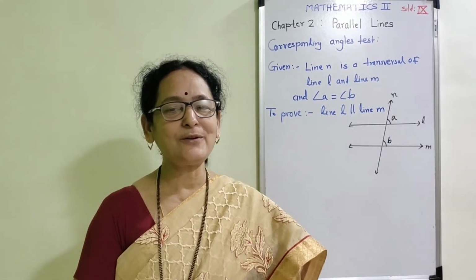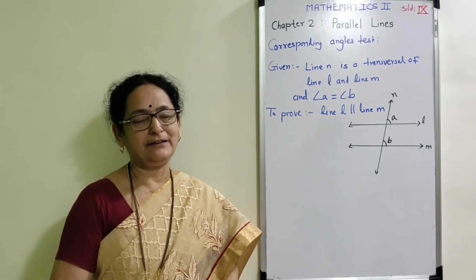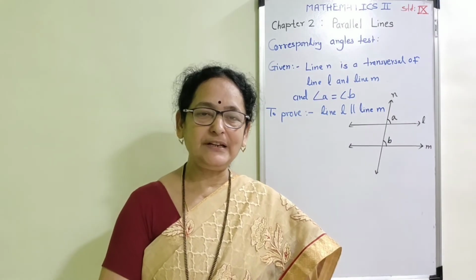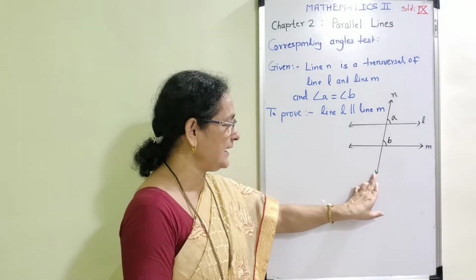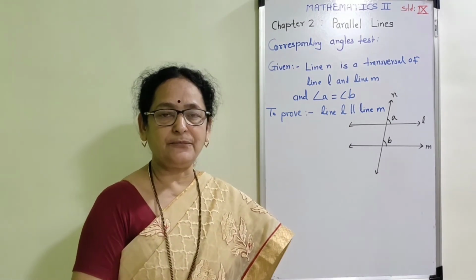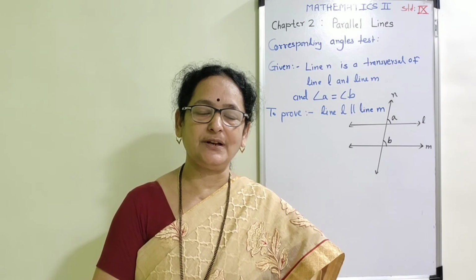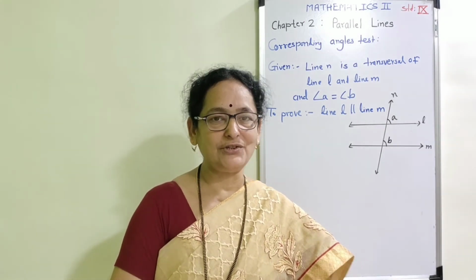Students, now we are going to learn the last theorem, that is corresponding angle test. I am going to explain the statement of this test, that here also line L and line M and their transversal N is given. And if a pair of corresponding angles is congruent to each other, then we are going to prove that the lines are also parallel to each other.